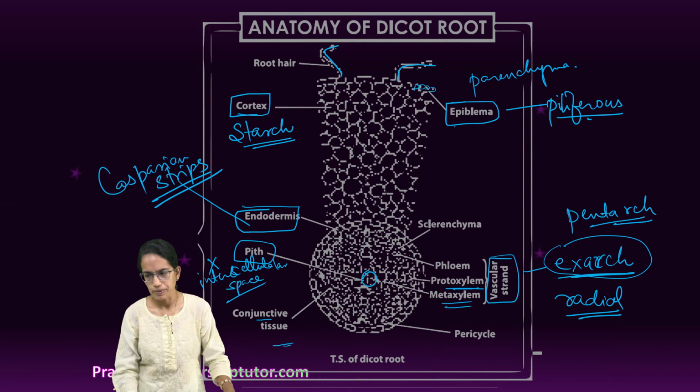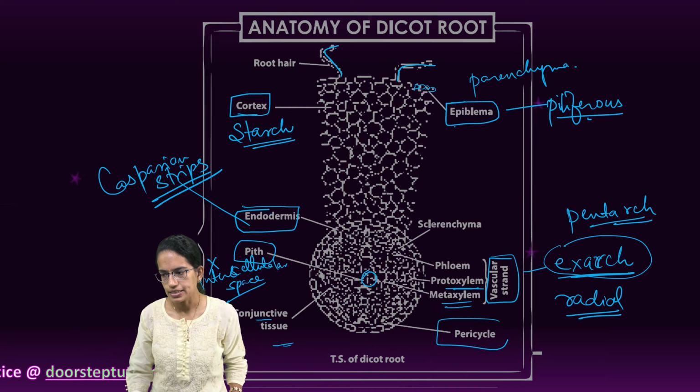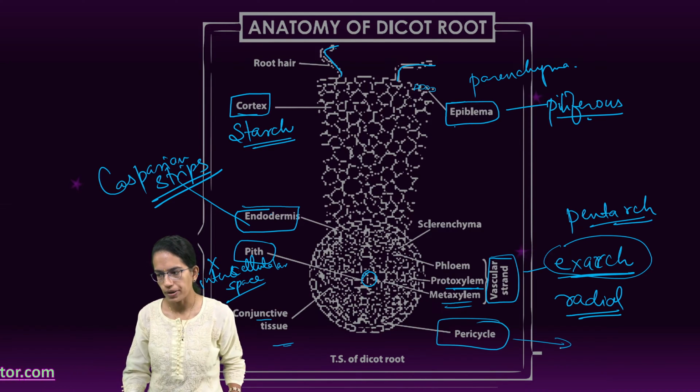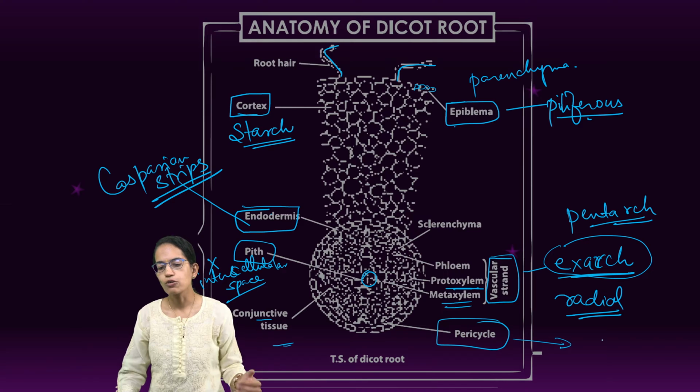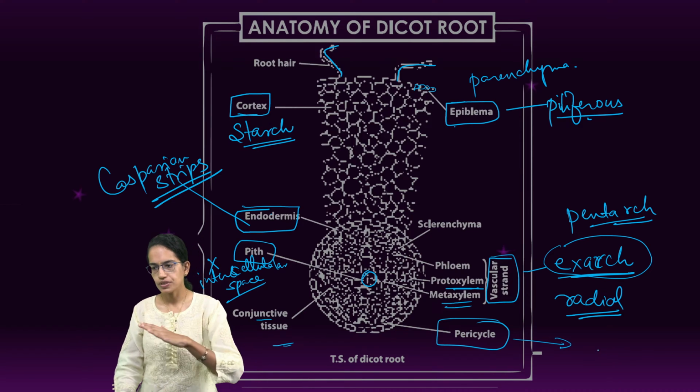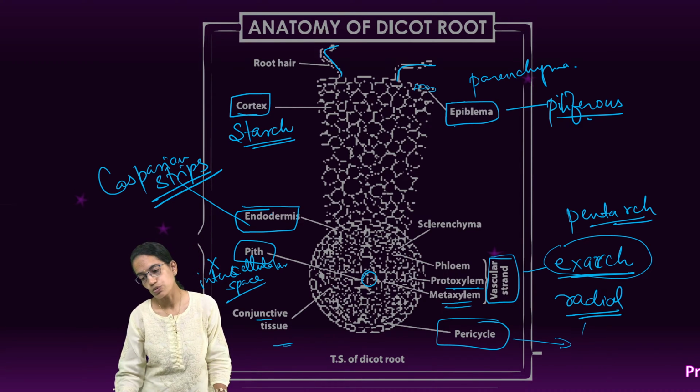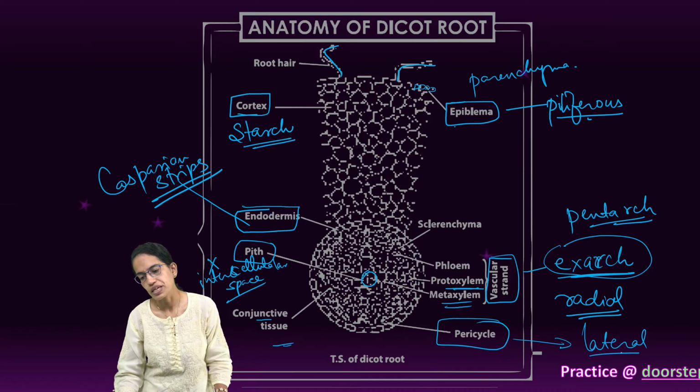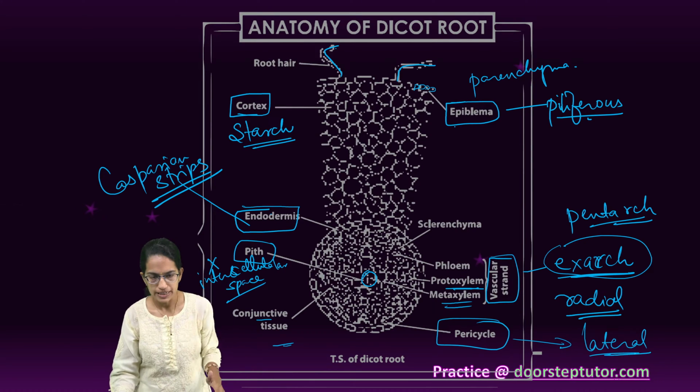The next is pericycle. Pericycle is the single layer which is seen below the endodermis, and this is the outermost boundary of the stele, and the lateral roots whatsoever are present, or we can say penetrate, from the pericycle.